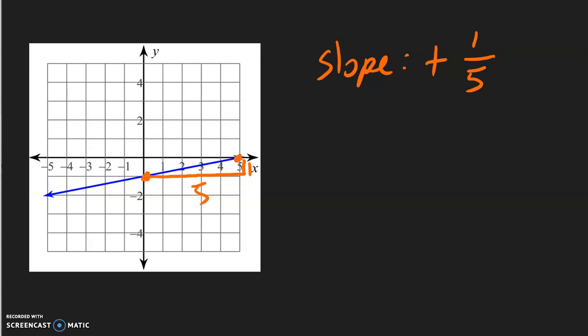So looking at this, we know this is going to be a 1x and a 5y because the top is 1 and the bottom is 5 from the slope. But this positive, we change it to a minus, and we need to know what this is equal to.